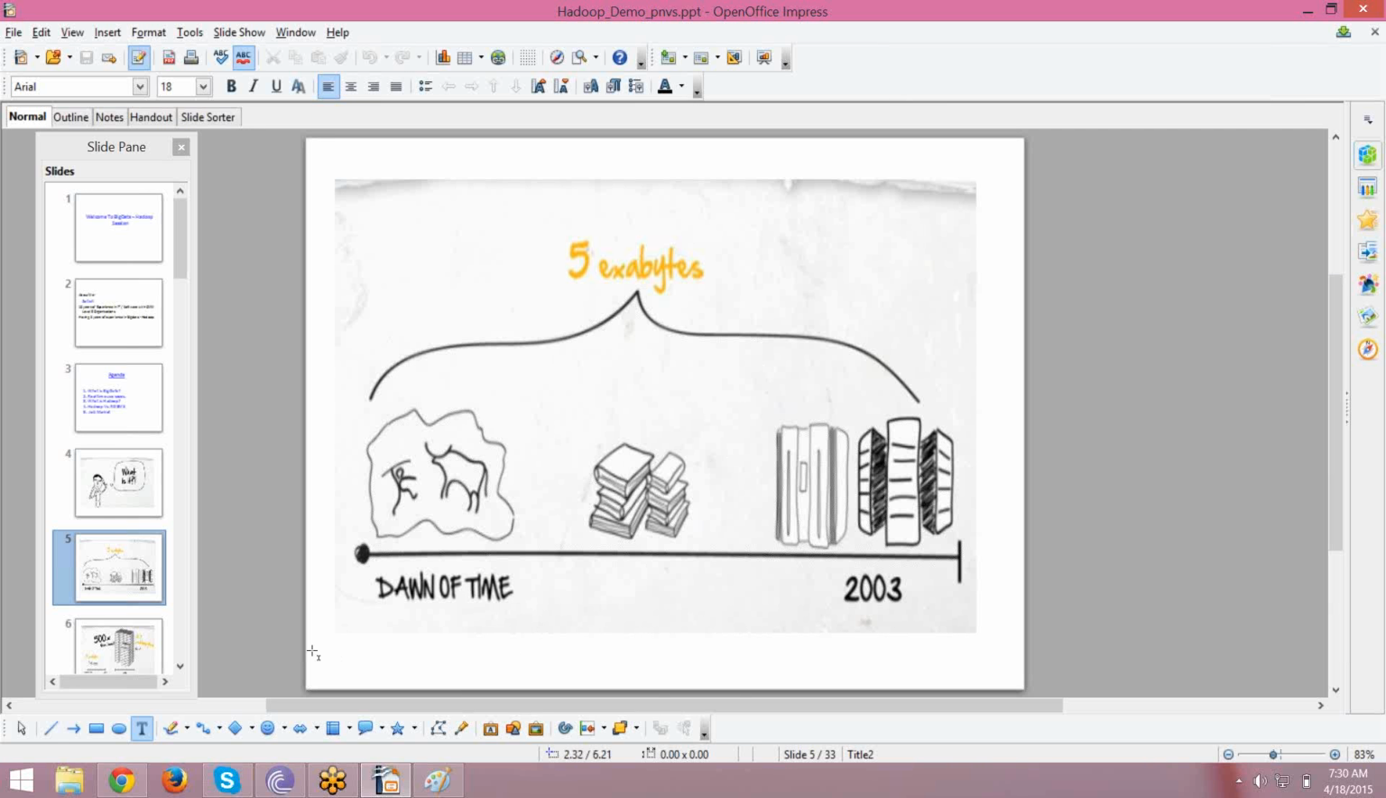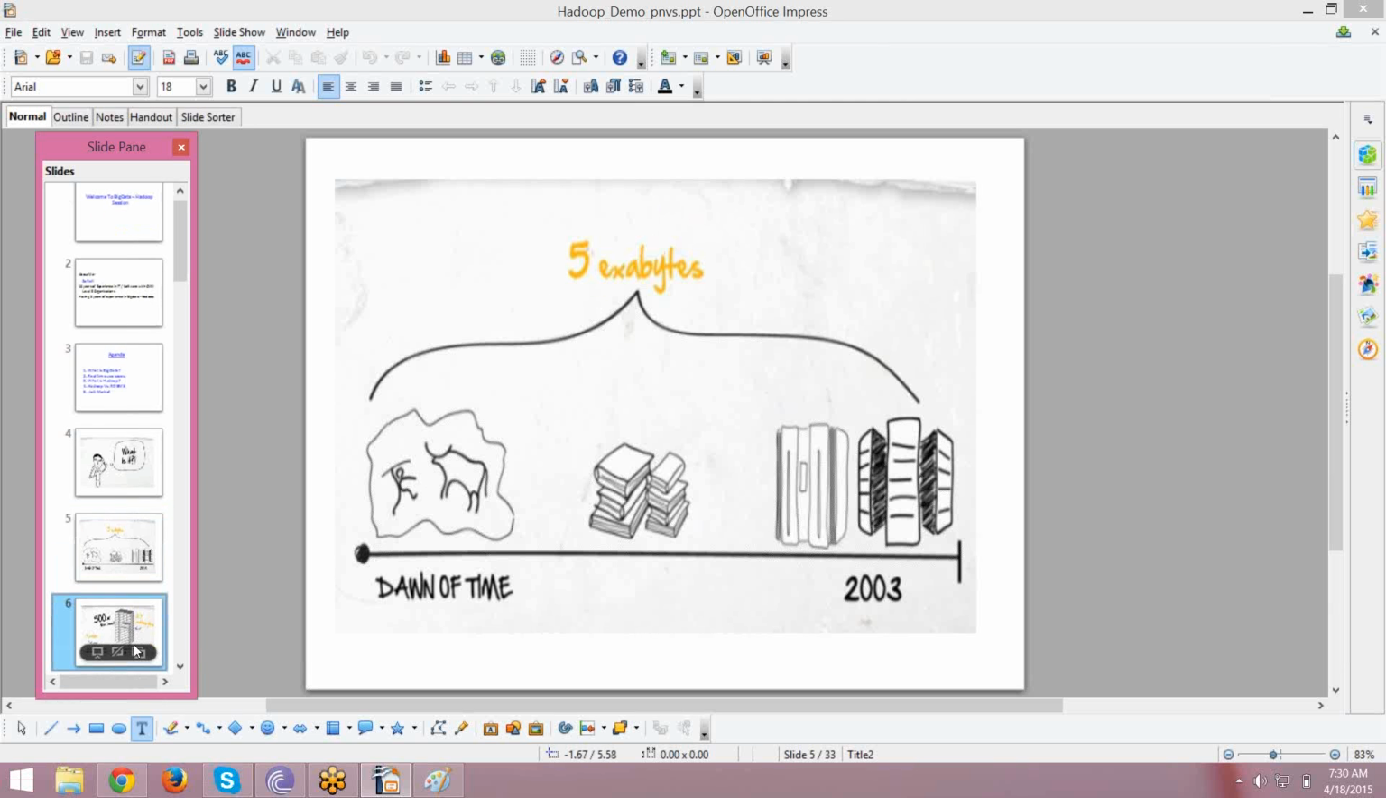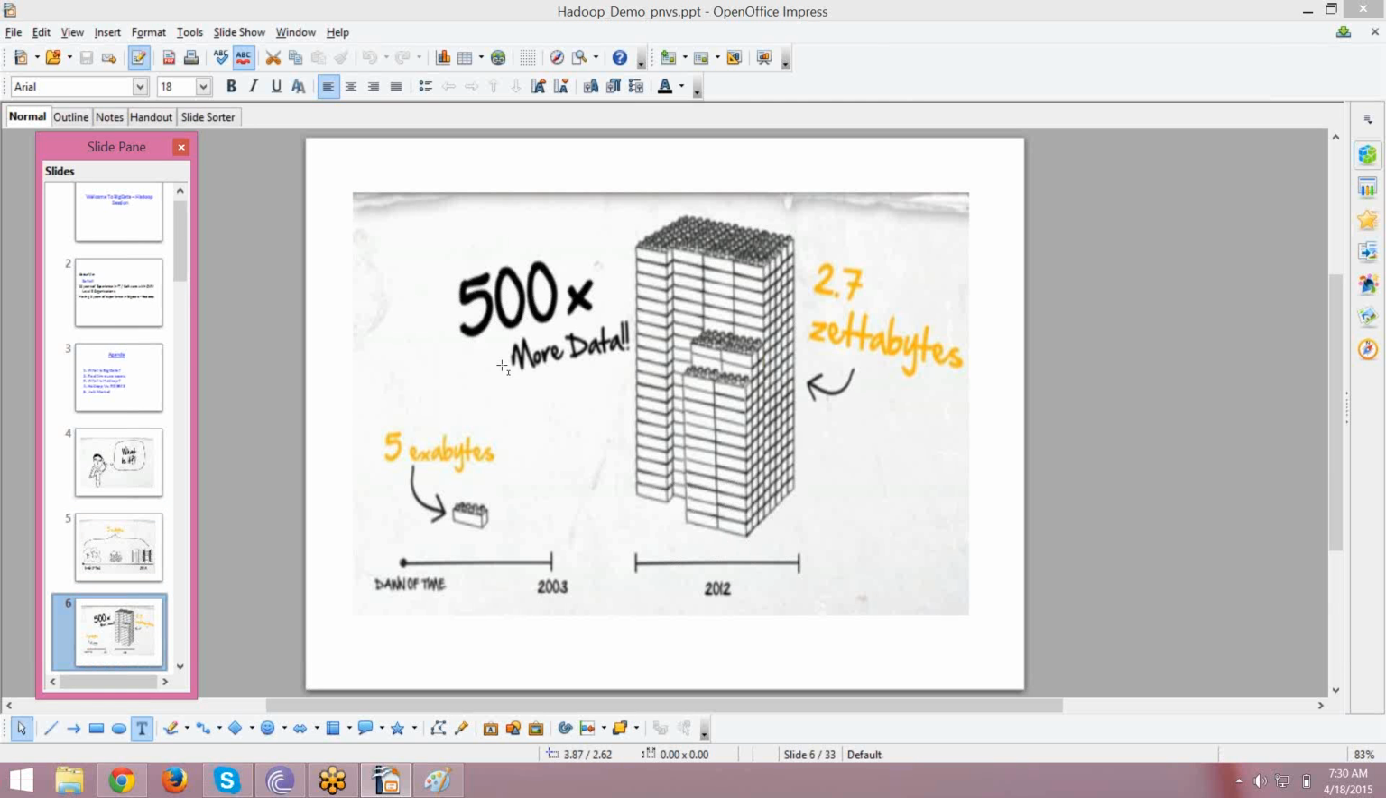From the starting point of computers to 2003, maybe more than 50 years, the total data was approximately 5 exabytes worldwide. But after that, within 10 years, from 2003 to 2012, it increased 500 times. Just think, in 10 years, 500 times, which is very huge, right? It's exponential growth, right? Up to 2012 only.